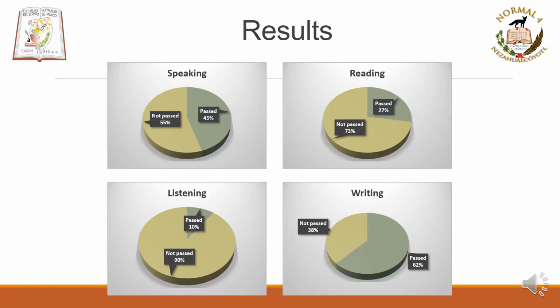Here are the results of first A. In speaking, just 45% of my students passed the exam and 55% did not pass. This is actually the second highest. Then we have reading with 27% passed and 73% did not pass. Listening, just 10% of the students passed, 90% did not pass the exam. And writing, 38% of the students passed and 62% did not pass.